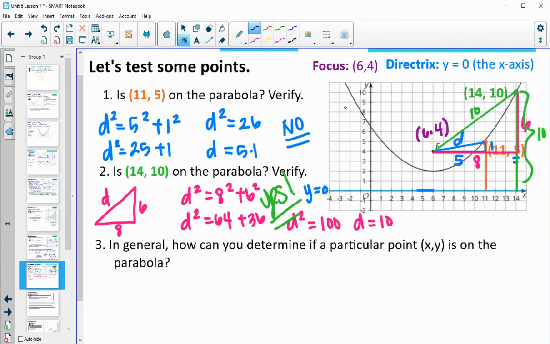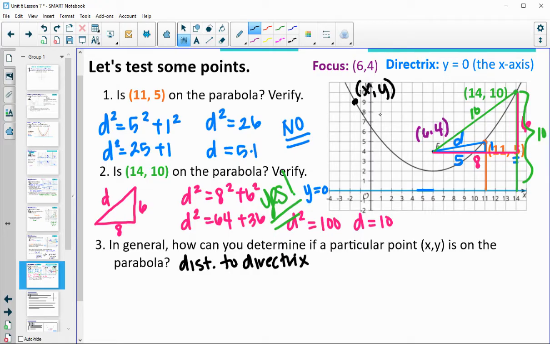So in general, how could we do one with any point? Okay, so if we just had any point on the parabola. So first we needed to calculate what the distance was to the directrix. Okay, so the distance to the directrix.